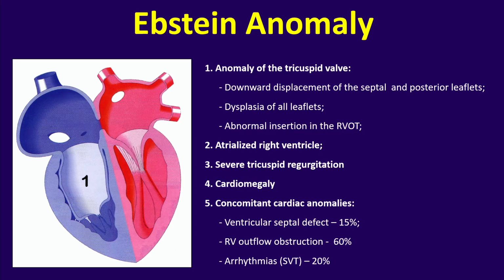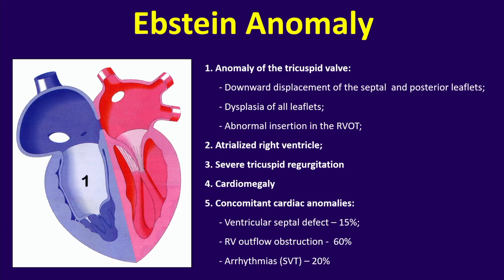So all the leaflets are dysplastic, as we mentioned. The anterior leaflet is usually elongated and the septal leaflet is short. So that results in significant abnormality of the function of the valve, and that is usually associated with tricuspid regurgitation. And the other very specific process that is happening because of the displacement of the septal leaflet of the tricuspid valve is that the part that anatomically belongs to the right ventricle becomes physiologically and hemodynamically a part of the right atrium, and that process is actually called atrialization, so the portion of the right ventricle becomes a portion of the right atrium. So that's why when we looked at the cardiomegaly here, we were able to see such a dramatic enlargement of the right atrium.